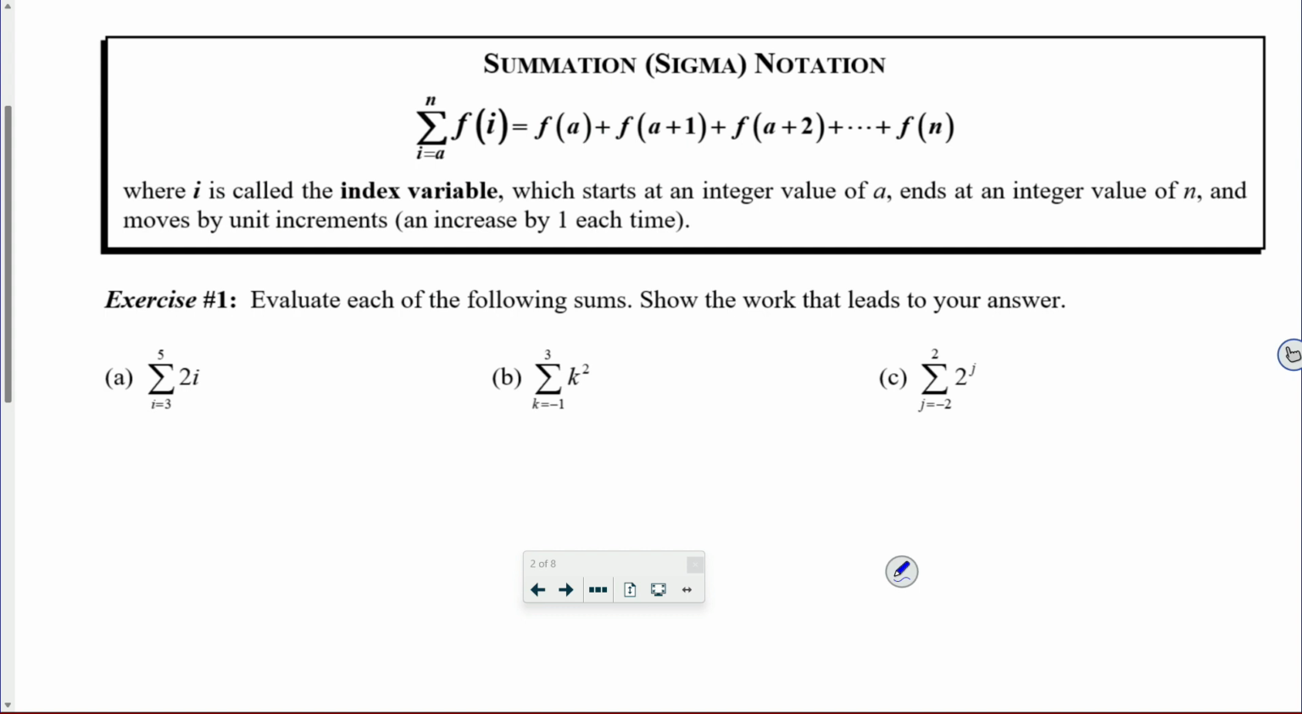Now i is called the index variable, and sometimes it's an i, sometimes it's a j or a k. It's typically some lowercase letter in the middle of the alphabet. It always will start at an integer value, so never a decimal value, always an integer value, but it could be negative or positive. And in this case, we're saying it starts at a value of a, and it always ends at an integer value of n, and it always moves in increments of 1 unit each time. So it goes up by 1 unit each time.